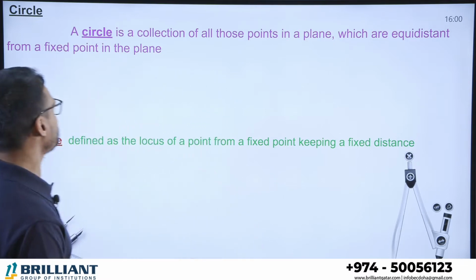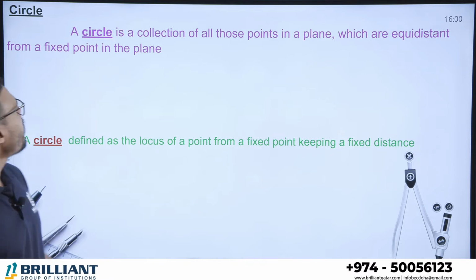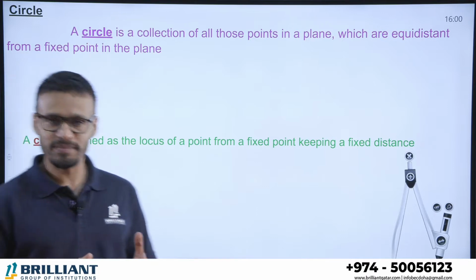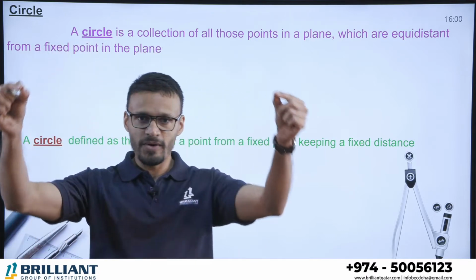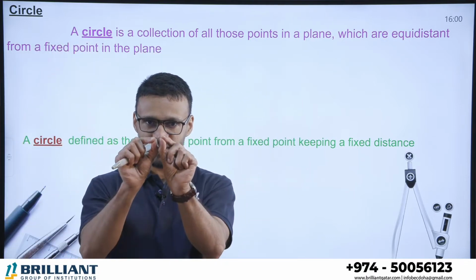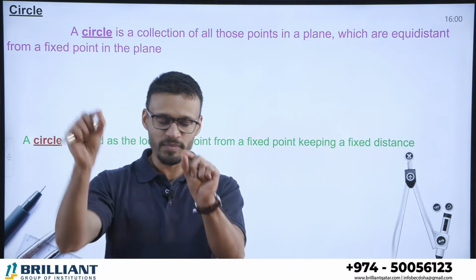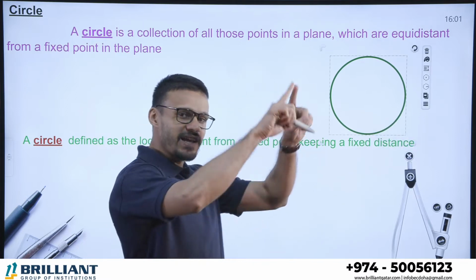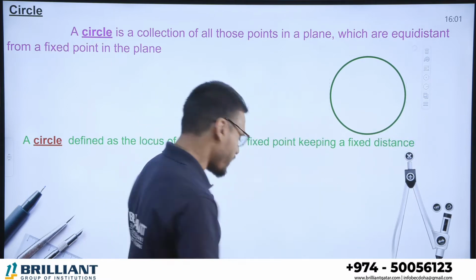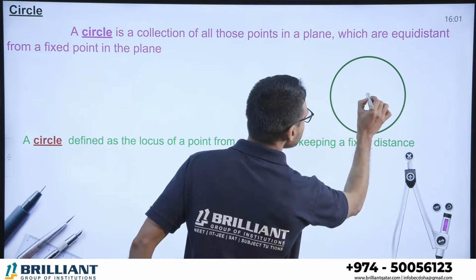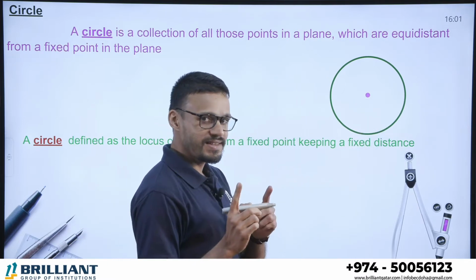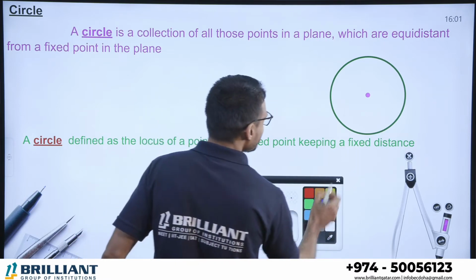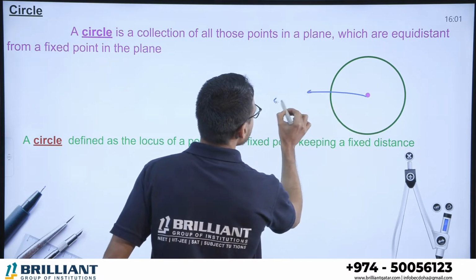Okay, let us come back. So circle is a collection of all those points in a plane which are equidistant from a fixed point. Let us draw one circle. We have a circle. So it's a collection of all points from a fixed point. What is the fixed point? This is the fixed point. That is known as the center of the circle.